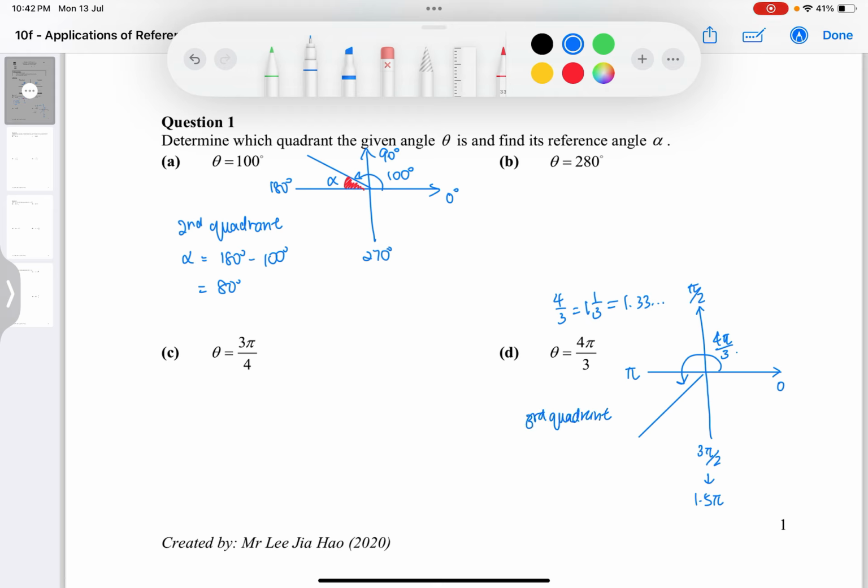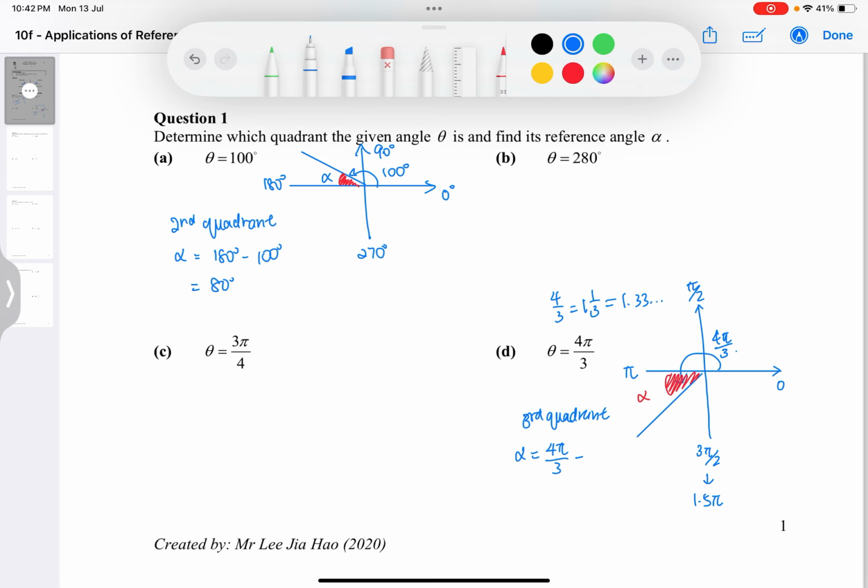And then what will be the basic angle? The basic angle will be the angle that is between the line and the x-axis. So this one is our basic angle alpha. That can be found by taking 4 pi over 3 minus away pi, and that will give you pi over 3, or 1/3 pi. And that's your answer. So you can go ahead and try 1B and 1C. You can pause the video.